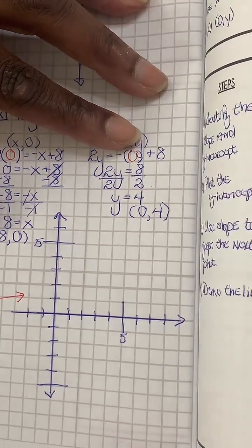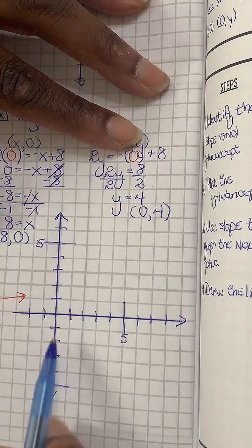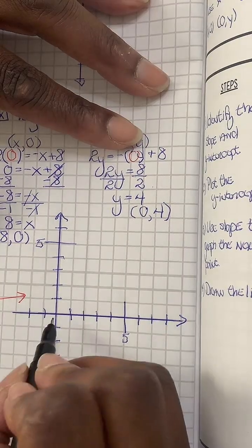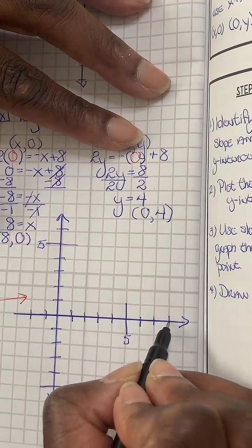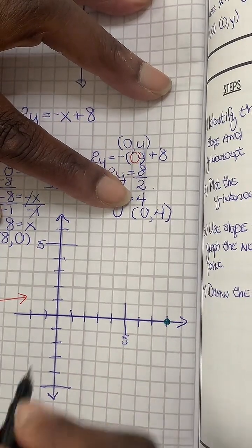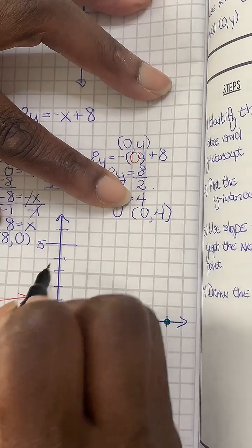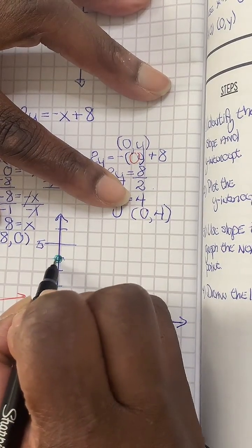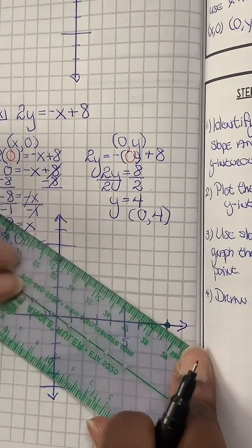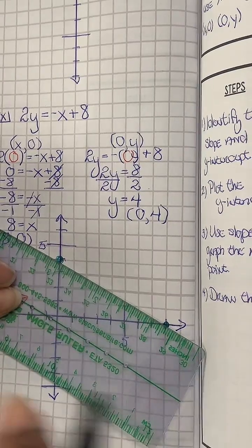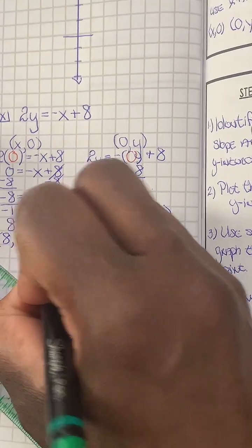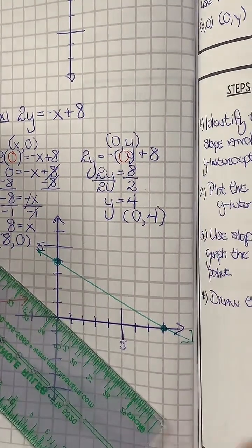So if I'm doing 8, 0, starting here at my origin, I'm going to go over to 8. And my y-intercept is 0, 4, starting at 0, and I'm going up 4. So then I'm using those 2 intercepts to draw my line.